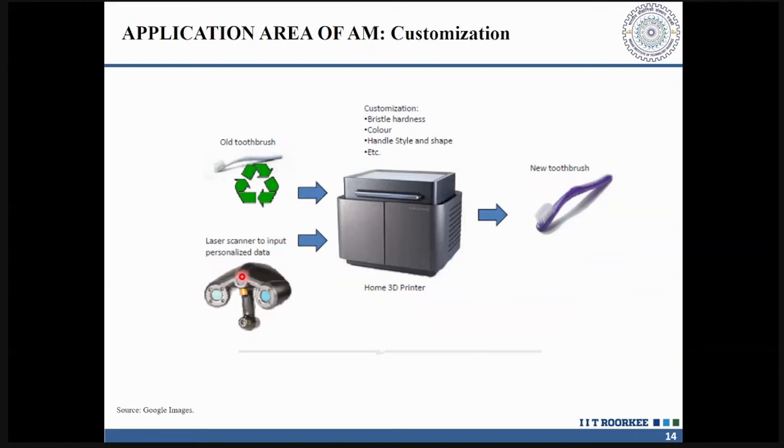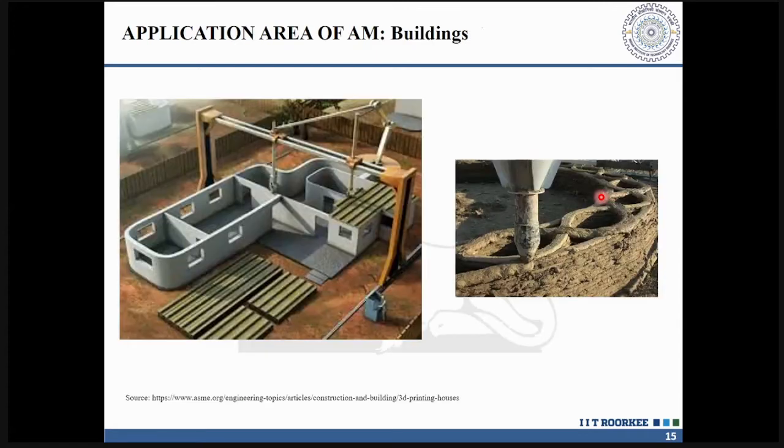Customization can be of your day-to-day products. This is the case of the United States of America, where they are manufacturing a toothbrush at home. They have a home 3D printer; if a toothbrush is broken, they do its 3D scanning, customize whatever shape, hardness, color and style they want on the home 3D printer, and a new toothbrush is ready. The other area of additive manufacturing is in the manufacturing of buildings.